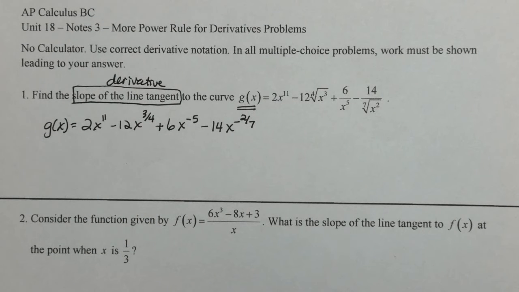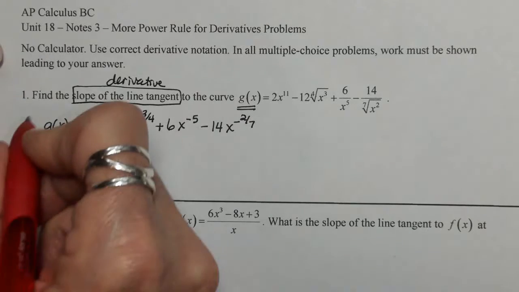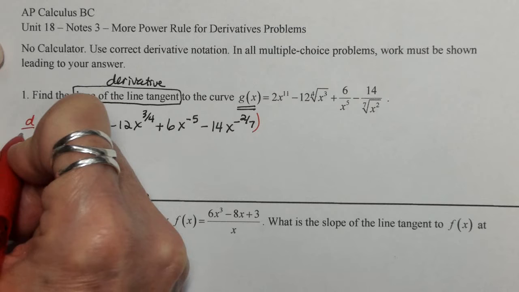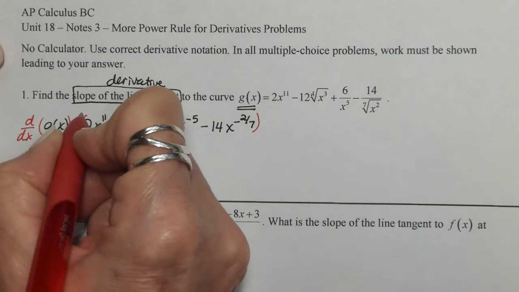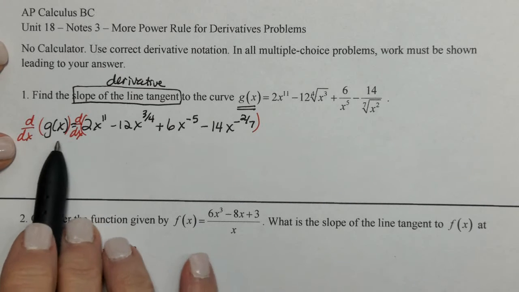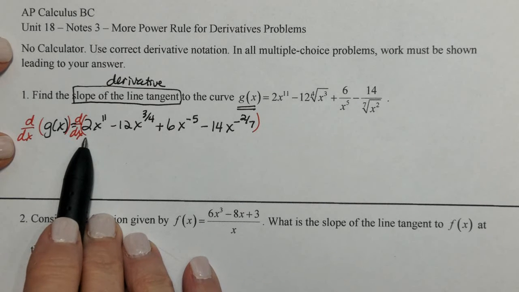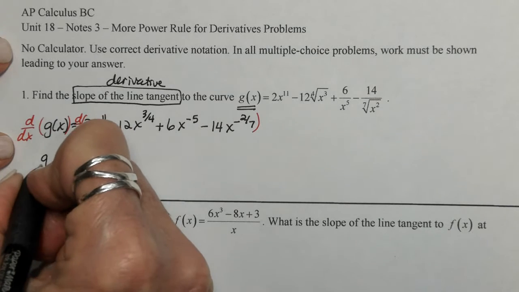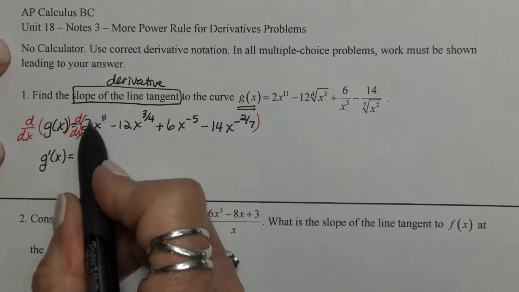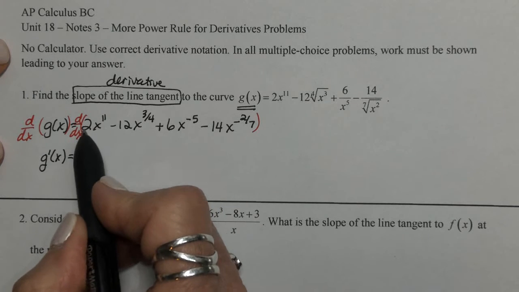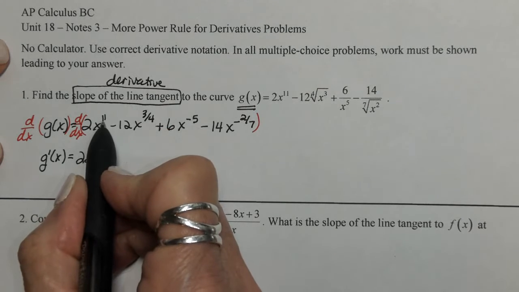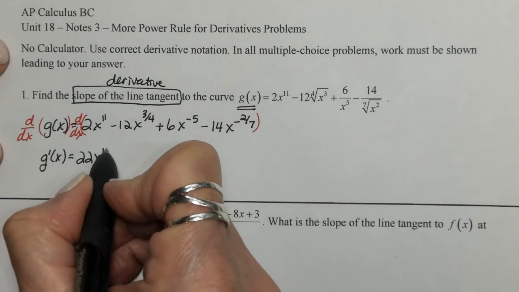Let me remind you that when we find g prime, we are taking the derivative of both sides with respect to x. And the notation for doing that is this. When we do that, we do get g prime of x. Alright, power rule. The power times the coefficient. Keep your x, reduce your power by 1. 11 minus 1 is 10.